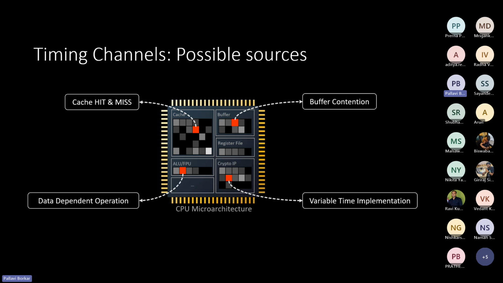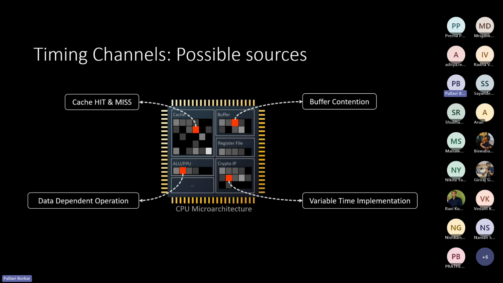In the ALU, it arises from operations which differ in execution time dependent on the data given to these operations. We shall see various examples of the vulnerability affecting the ALU towards the end of our talk. In the crypto cores, the timing vulnerability arises due to the implementation itself operating in variable time, and this has been shown to affect some RSA implementations. Timing vulnerabilities also impact various buffers in the processor, such as the load store buffers, by exploiting contention to expose the details regarding the stored information.